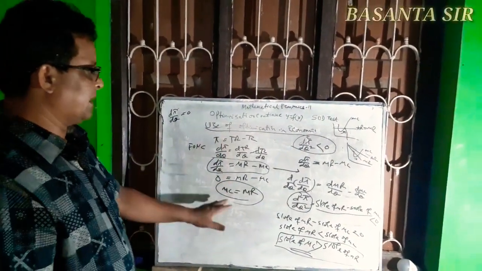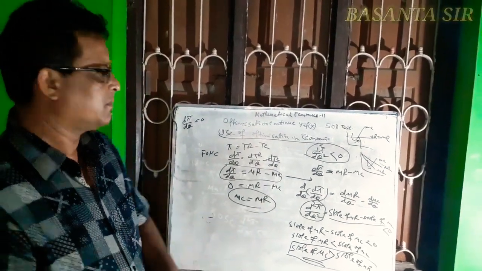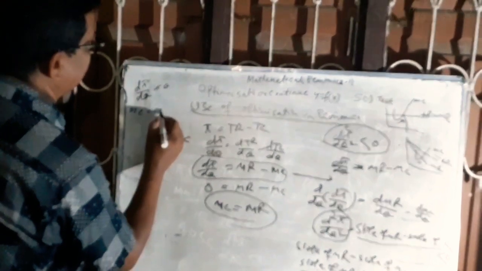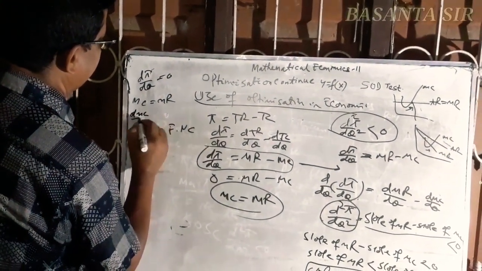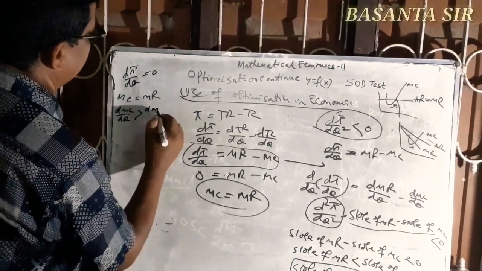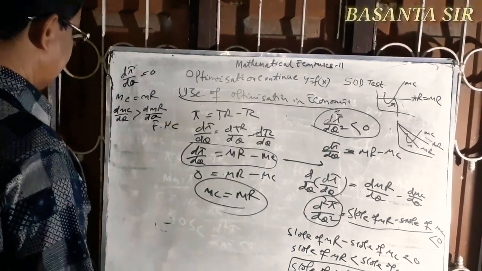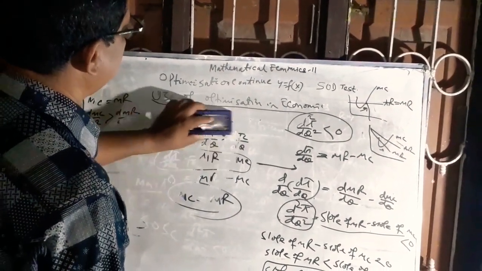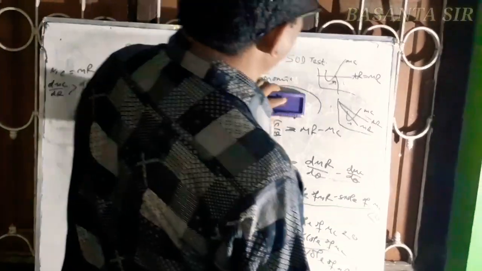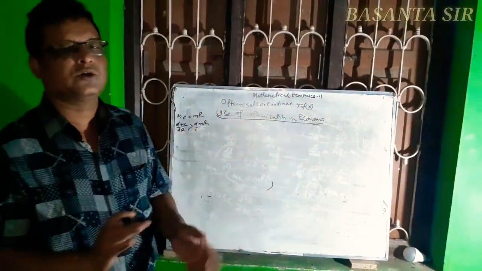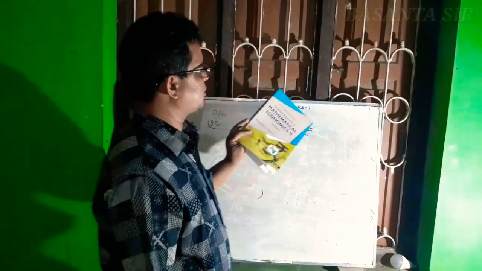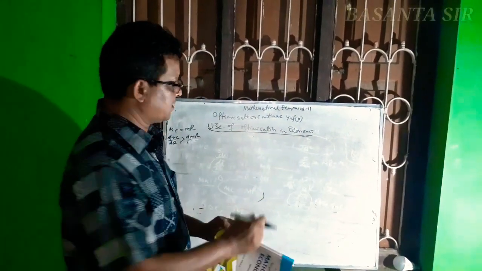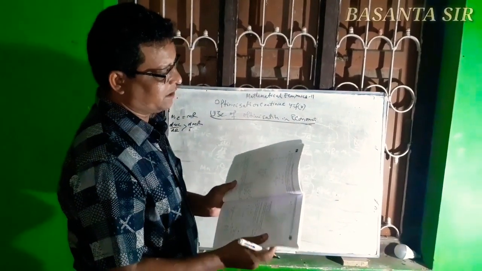We proved that for profit maximization, any firm should try to have MC equal to MR and dMC/dQ greater than dMR/dQ. These are the two conditions we can use for our solution on market equilibrium. We can also follow my book, Mathematical Economics 2, for all these explanations, and we will now solve a problem from that book.